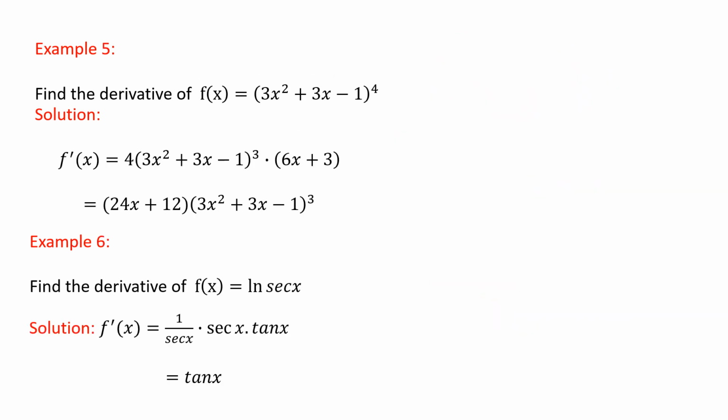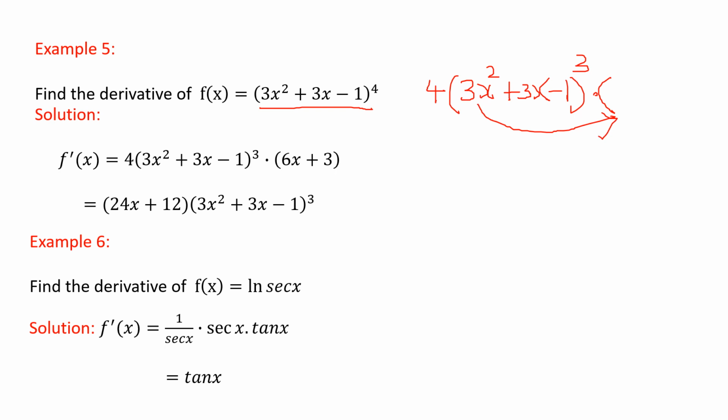Example number 5. Find the derivative of f of x equal to (3x^2 + 3x - 1)^4. So what I do, I have to take the power in front of the function, then keep the term as it is, that is 3x^2 + 3x - 1, then reduce the power by 1, which will become 3, times, open another bracket, then the derivative of the inside term. So 3x^2 will become 6x and the derivative of 3x will become 3.